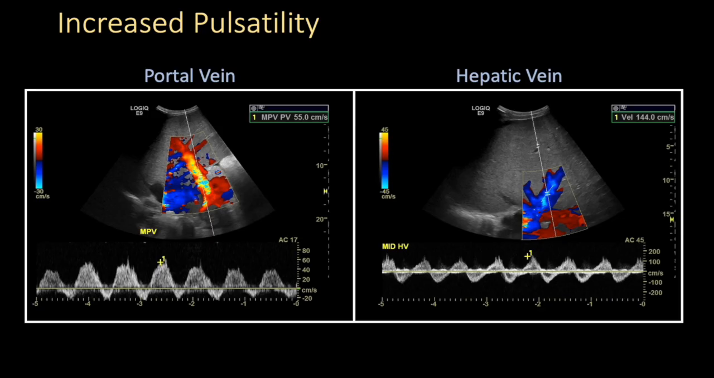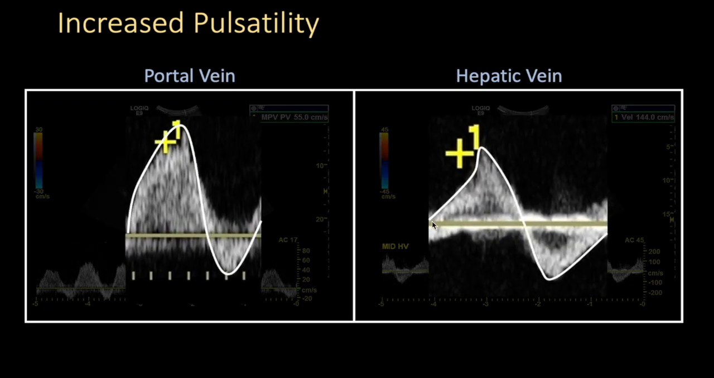So let's look at some examples here. Here's one where the portal vein has increased pulsatility. We can see that this is increased pulsatility. We can also see intermittent reversal of flow. So this is bidirectional. This is a biphasic waveform with increased pulsatility. And this is how the hepatic vein looks as well.